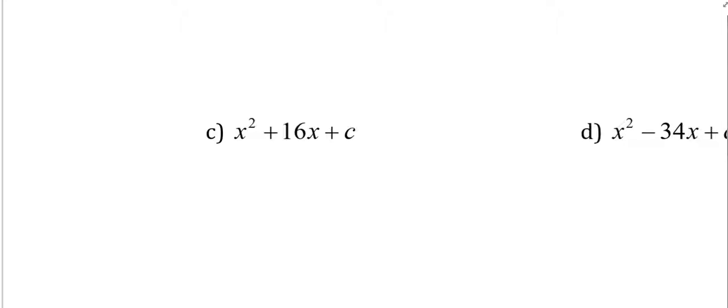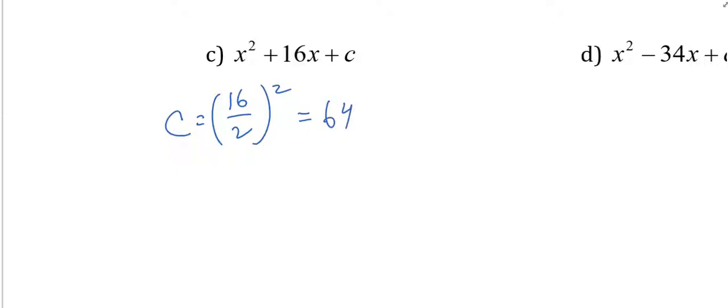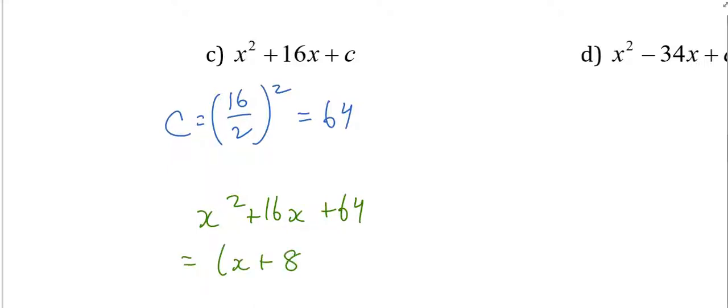What about the next one? Oh, wait, before we, no, we'll do it this time. We'll do it on this one. So what about this one? So I take 16 and divide it by 2, which is 8, and 8 squared is 64. So what that means is x squared plus 16x plus 64 is a perfect square trinomial, and I can factor it to look like this. In fact, if I go back and I include that step, 16 divided by 2 is 8.